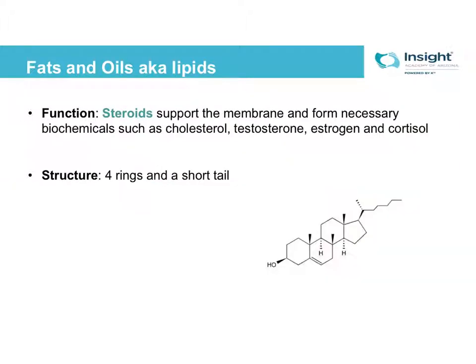All right, and then this is a fat, or a lipid, but it looks a lot different than the other ones. But steroids, which you've probably heard of before, are a chemical component that our bodies do need in the right amounts and in the right type. And they fall under the category of a fat or an oil. Steroids, however, look a little different than the other ones. They have a 4-ring structure, so like 4 rings all smashed together, and then a short little tail at the end.